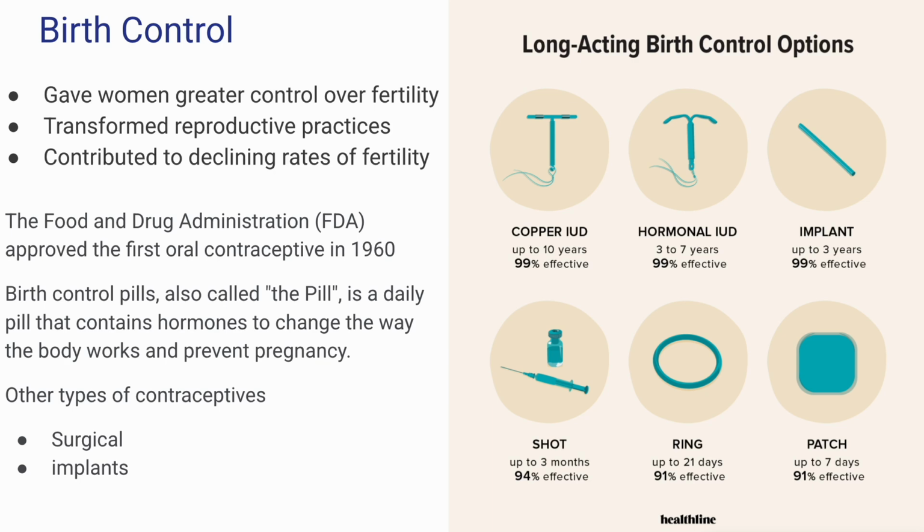So the Food and Drug Administration, the FDA, approved the first oral contraceptive in 1960, and it is known commonly as the pill. It's a daily pill that contains hormones to change the way the body works and prevent pregnancy. There are other types of contraceptives such as surgical and implants, and all of these, even the ones pictured on the right, are just other examples of technology.